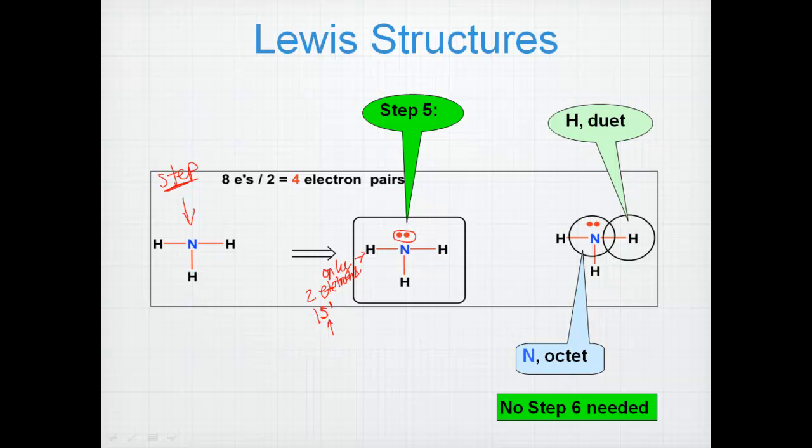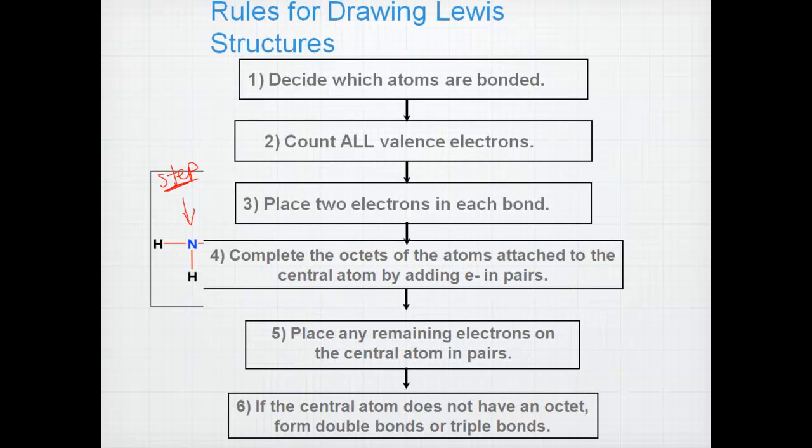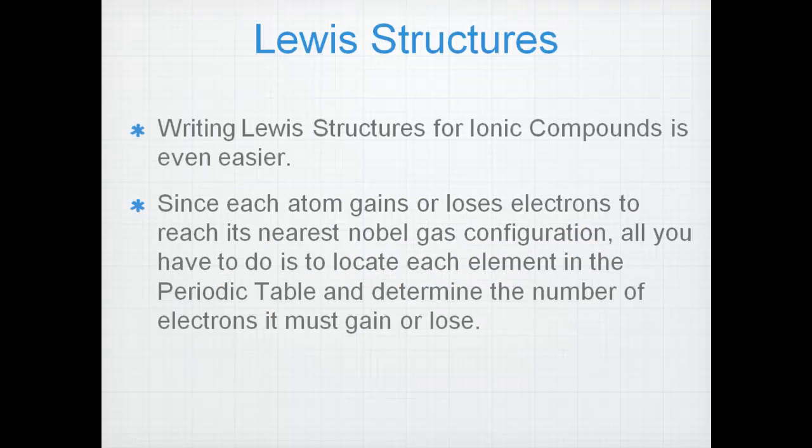If you take a look, hydrogen over here is a duet, which is 2 electrons. So 2 electrons only. And then nitrogen has 8. So it's stable. We don't need a step 6 because everything is stable in it. We don't need to do triple or double bonds. So there is our 1 through 6, our rules for drawing Lewis structures.